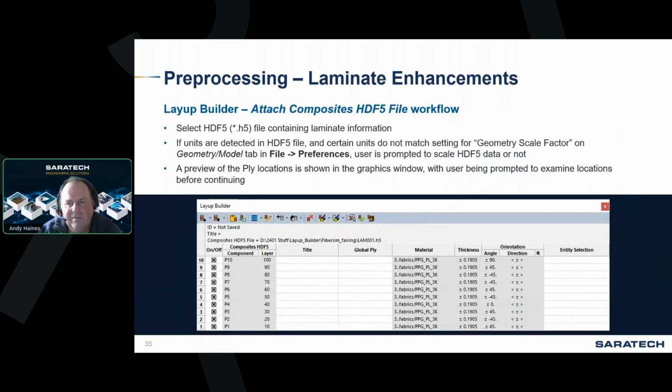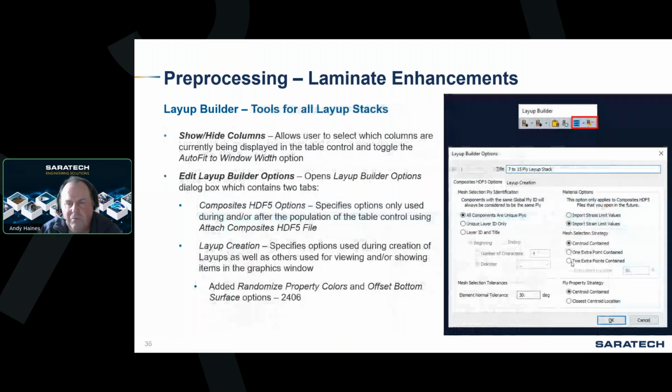But the big thing is that you need to use the entity selection over here on the right-hand side. What this allows you to do is pick elements, surfaces where you get the elements on there, or groups of elements, and you can combine these all together. Then once you go through there, it uses these options for layup creation and composites HDF5 to determine how it's going to go about automatically creating your layups for you.